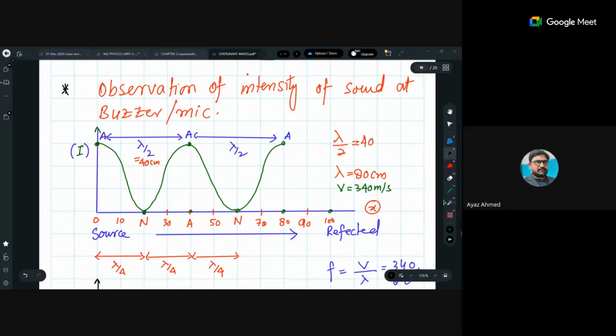So this is not a progressive wave. When it is not a progressive wave, the question is the distance between two antinodes. What is the distance between two antinodes? It is lambda by 2. According to that diagram, what was lambda by 2? Lambda by 2 was equal to 40. So it means the wavelength is equal to 80 centimeter. You got that point?